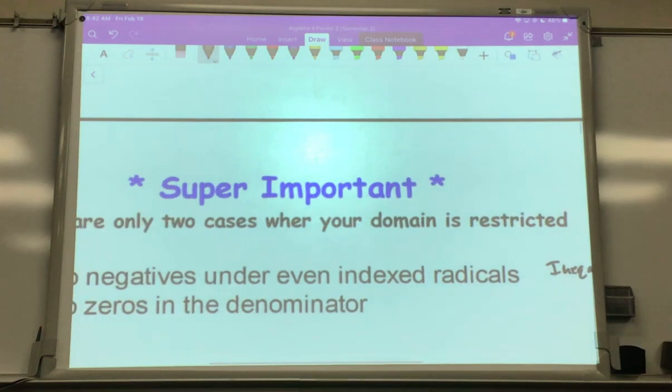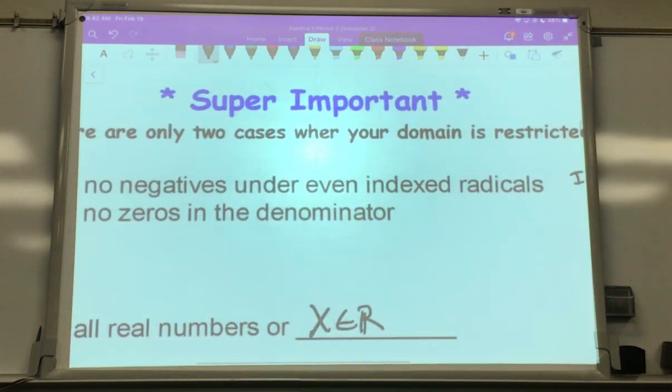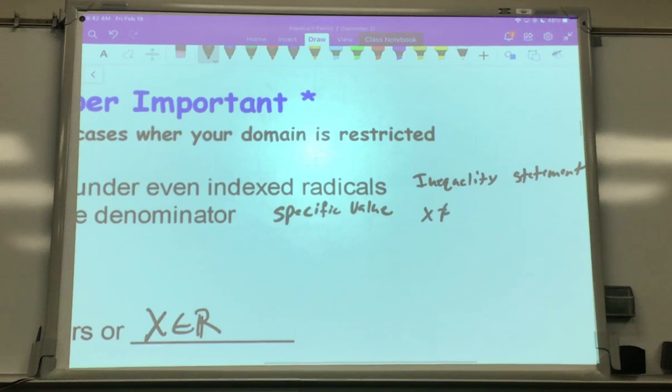Now, the other case where we have a restricted domain is whenever we have that variable in the denominator. Because what's the one value you can't divide by? 0. And typically, it's one specific value, right? I shouldn't say one specific value. Okay, it's a specific value or values that cause it to be 0, depending on what's in the denominator. So this is going to be a specific value that we have to exclude. So that's where we'll say x cannot equal whatever values that cause it to be 0.